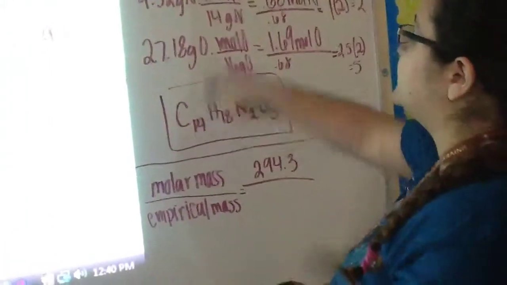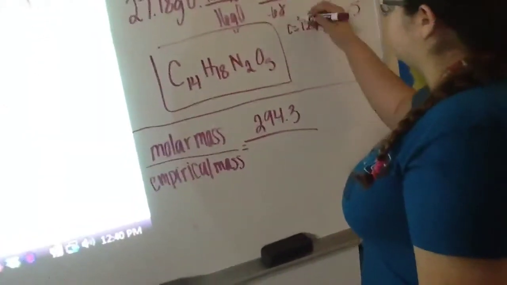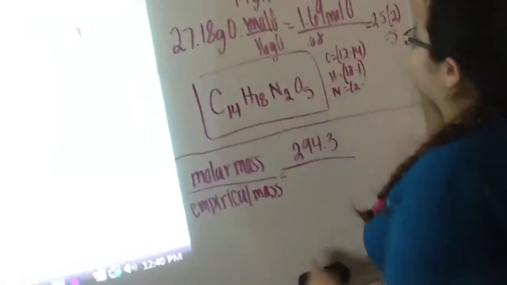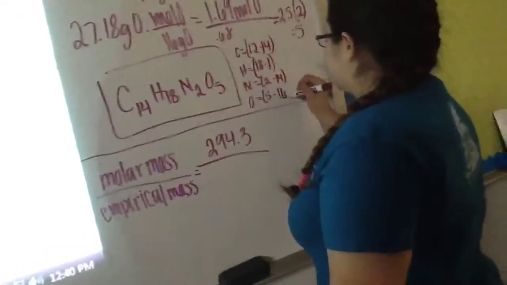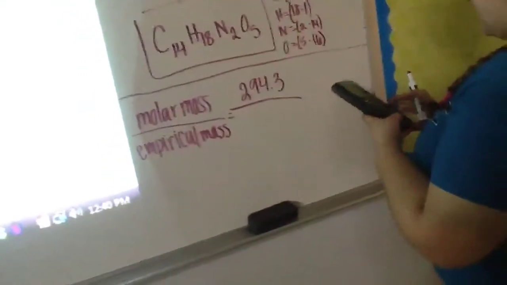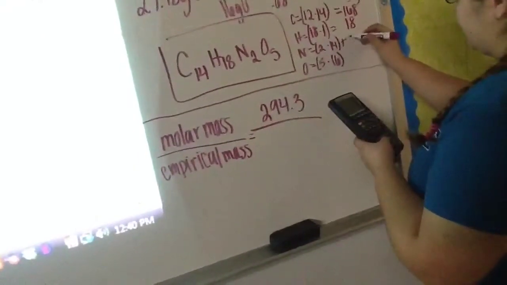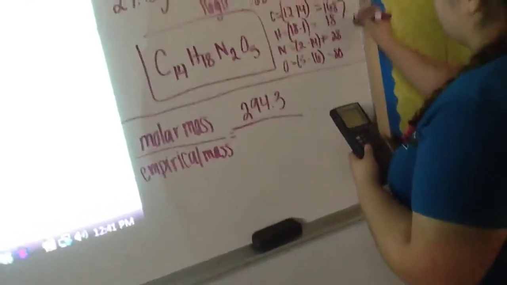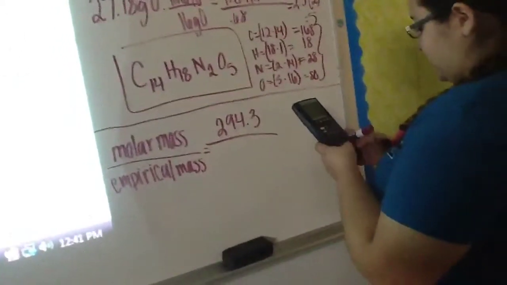So it's 12 grams of carbon. So for carbon, it's 12 times 14. For hydrogen, it's equal to 18 times 1, because 1 gram. Then nitrogen is equal to 2 times 14. And oxygen is equal to 5 times 16 grams. Okay. So 12 times 14 is equal to 168. That's 18. 28. And 5 times 16 is 80. So you add all of this up, and you get 294.